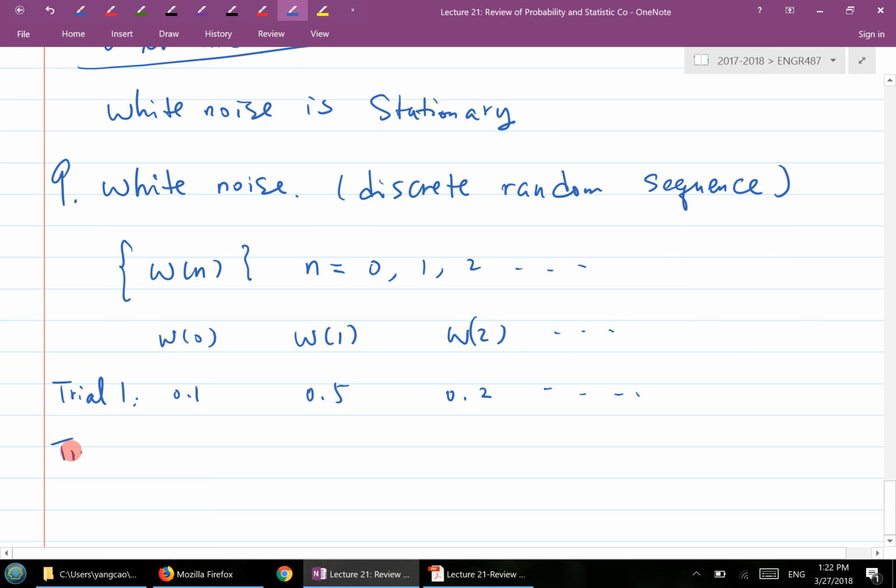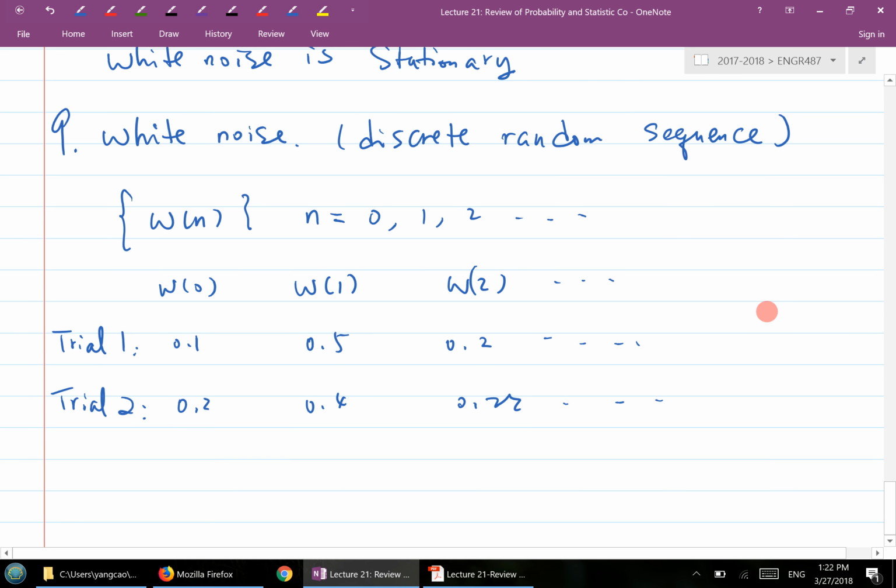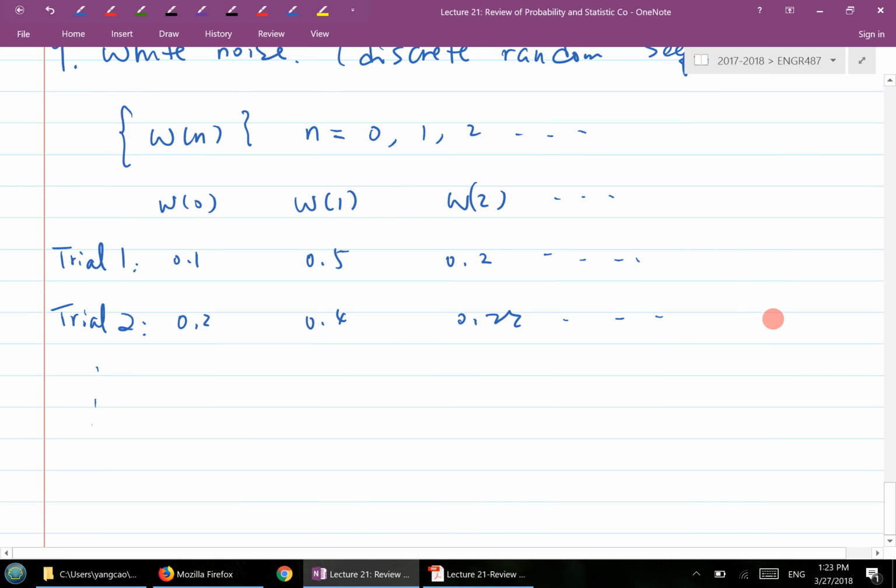And then you do trial number 2, and this may be 0.2 now, 0.4, and 0.22, like this. So you can do as many trials as possible, maybe 1,000 or millions, whatever. But the bottom line is, when you finish the trials and you look at this data here, what do you see? If you look down here, down here, down here, each one of the columns is actually what?